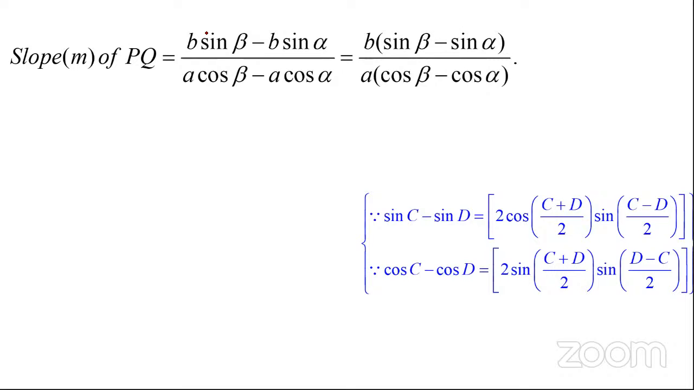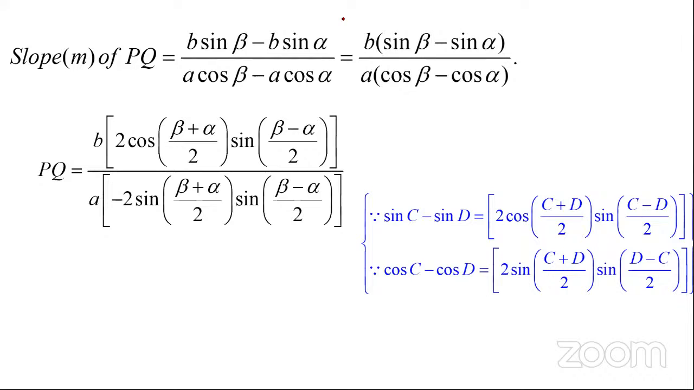For that one, first we have to recall the formulas. sin C minus sin D is 2 cos((C+D)/2) sin((C−D)/2). And cos C minus cos D is 2 sin((C+D)/2) sin((D−C)/2), otherwise this will be minus 2 sin((C+D)/2) sin((C−D)/2). So just apply the formulas.